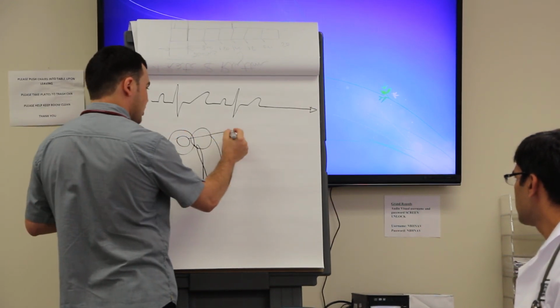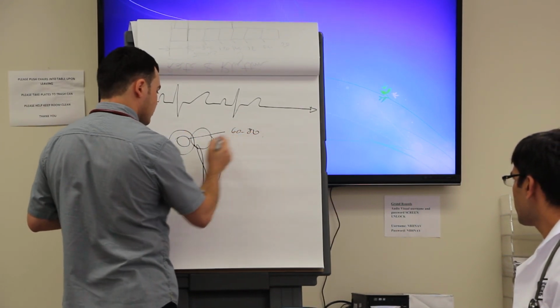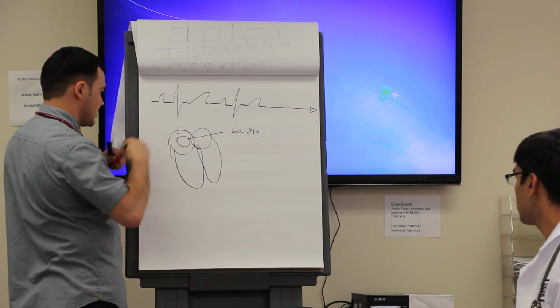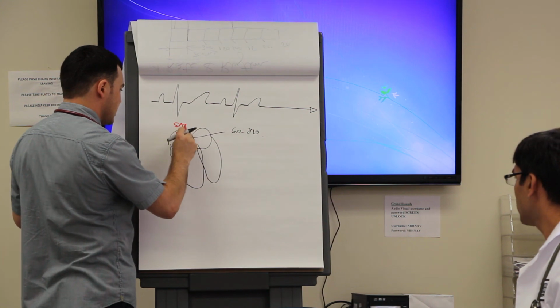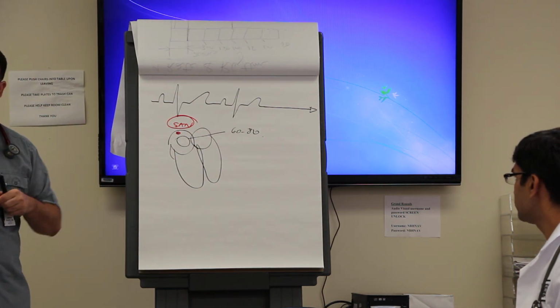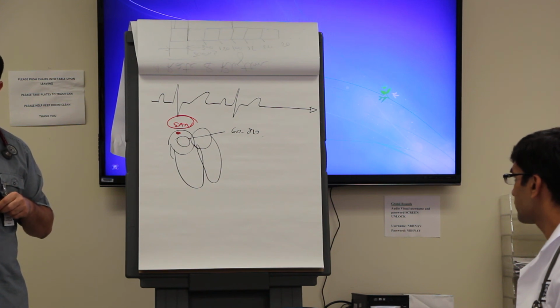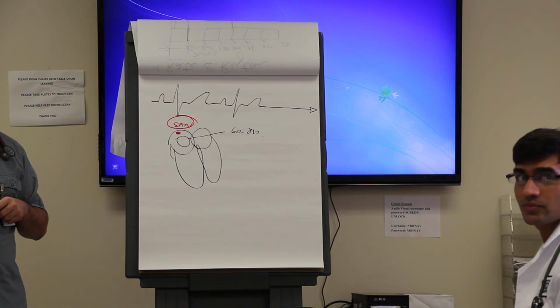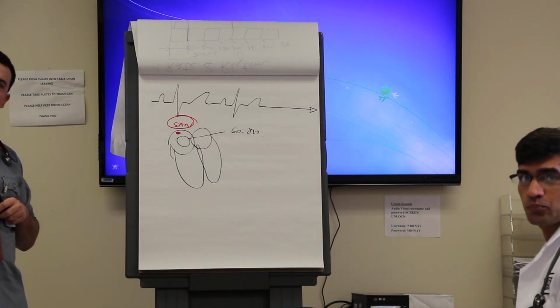This can pick up at a rate of 60 to 80, around the SA node or below. So this is the SA node, and this guy fails to fire, or there's a sinus exit block.